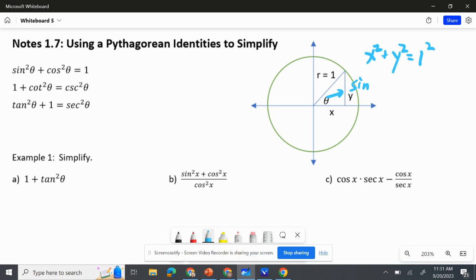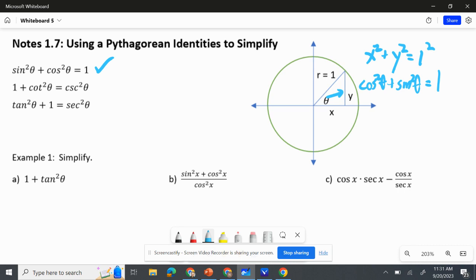So when we're doing this, x squared is technically cosine squared, and y squared is technically sine squared, and 1 squared is 1. So that's how we're getting the first formula: sine squared plus cosine squared equals 1. Now, based on that formula, we're going to get the other ones.